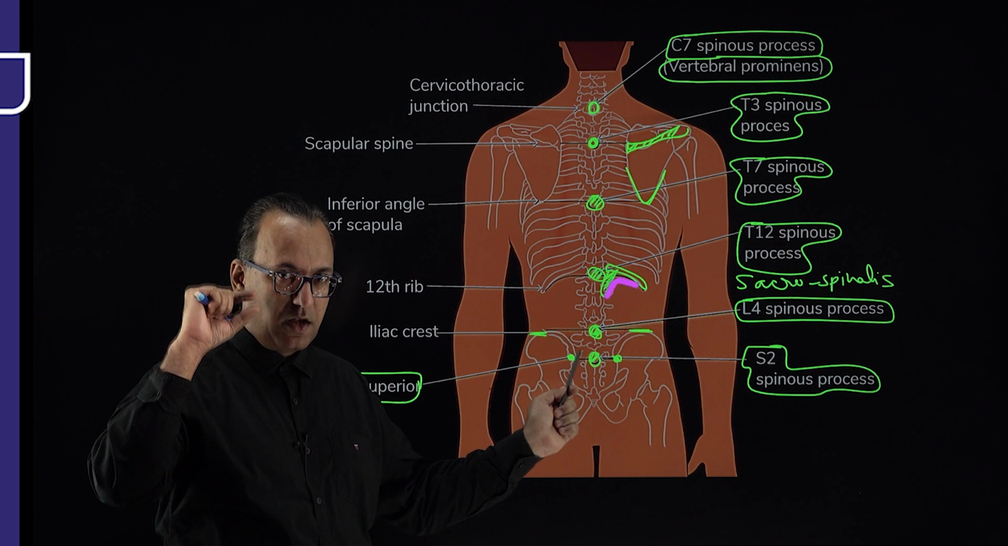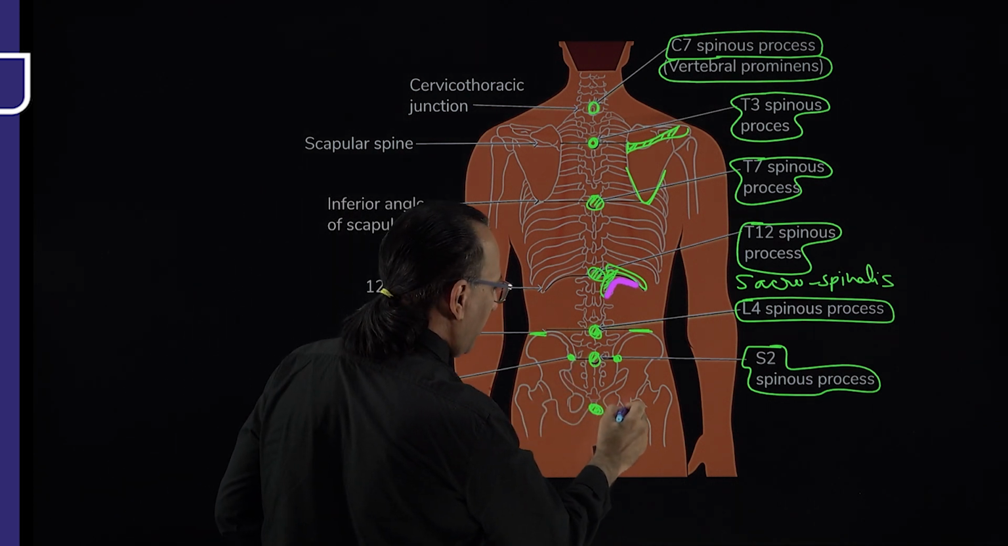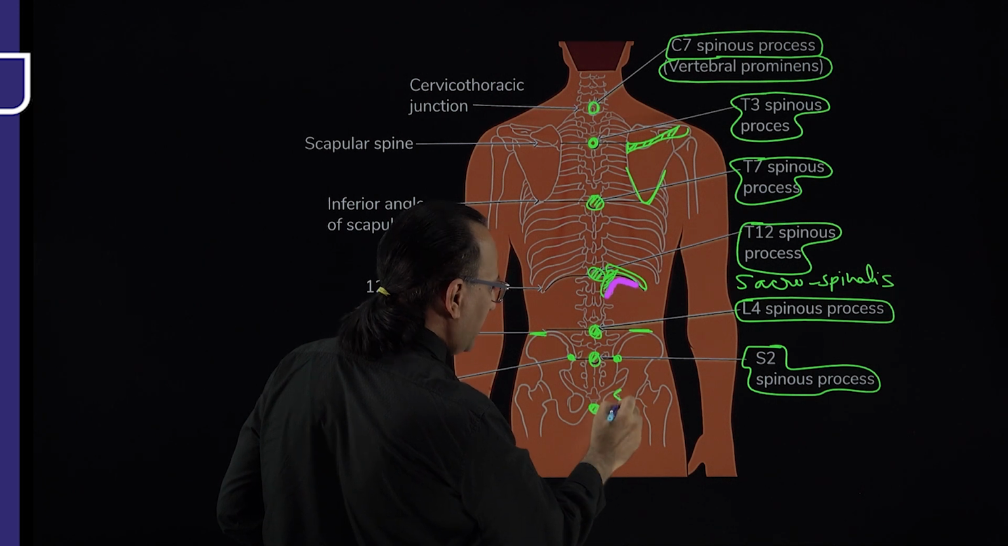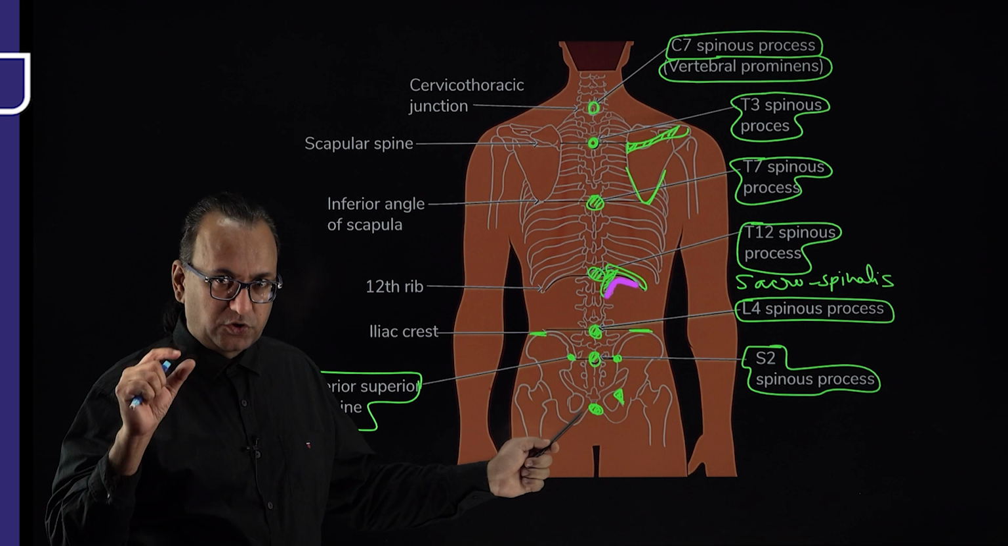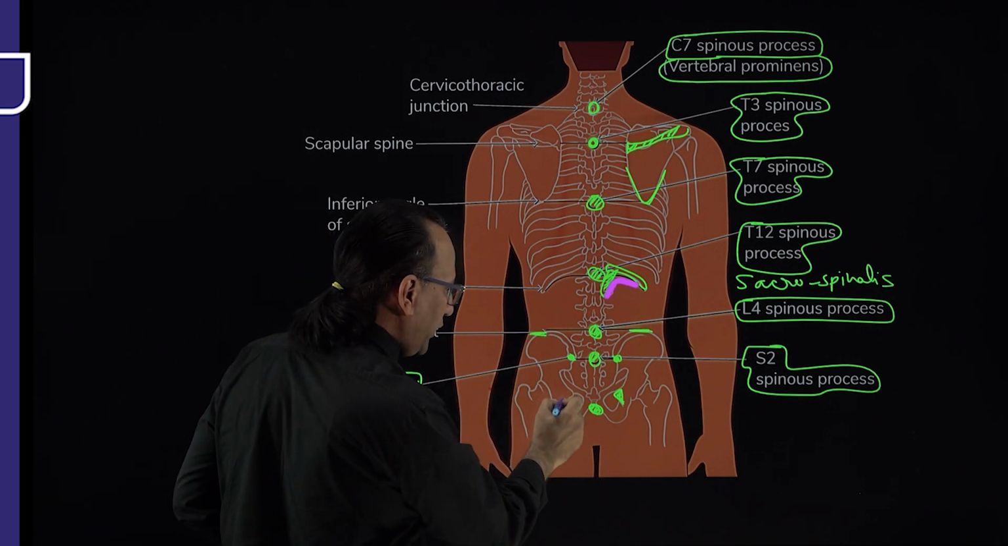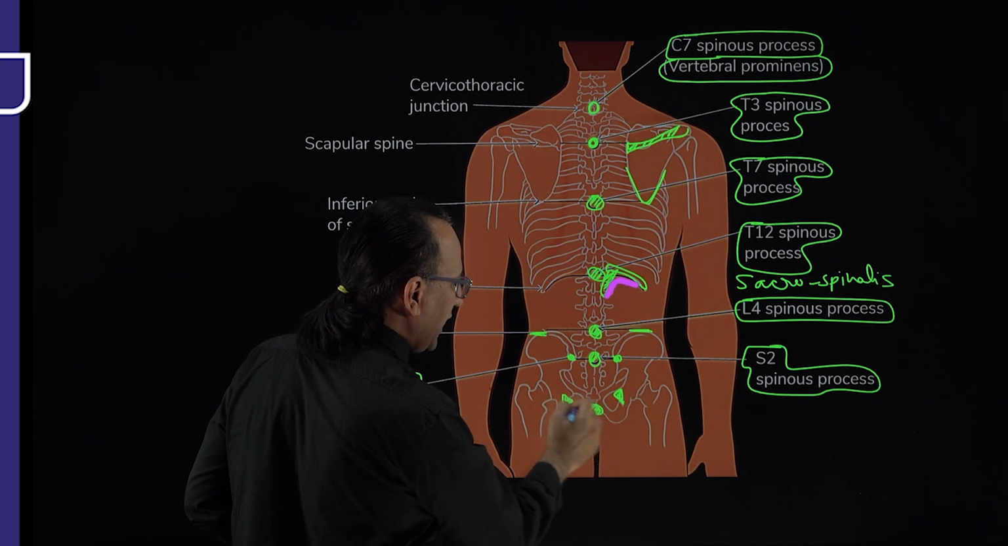And one more thing you have to remember is the tip of the coccyx is lying at the level of the ischial spine in the hip bone when you talk about the anatomical position. So the ischial spine in the hip bone lies at the level of the tip of the coccyx in anatomical position.